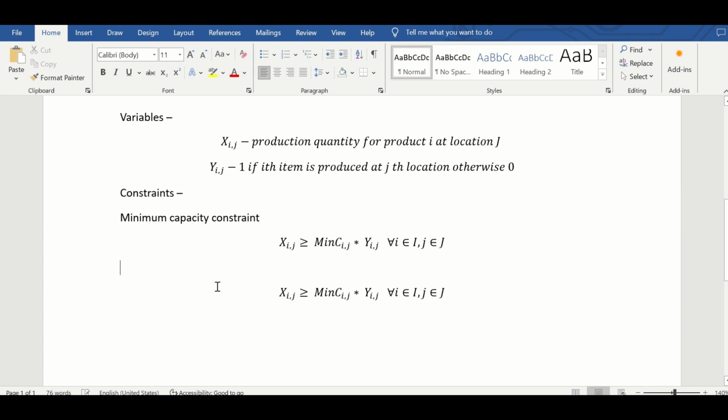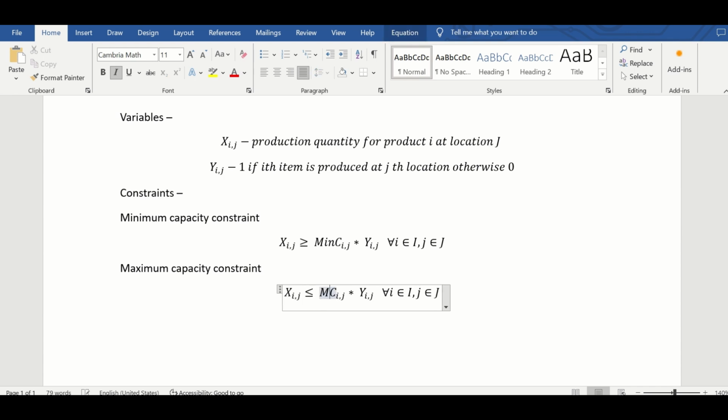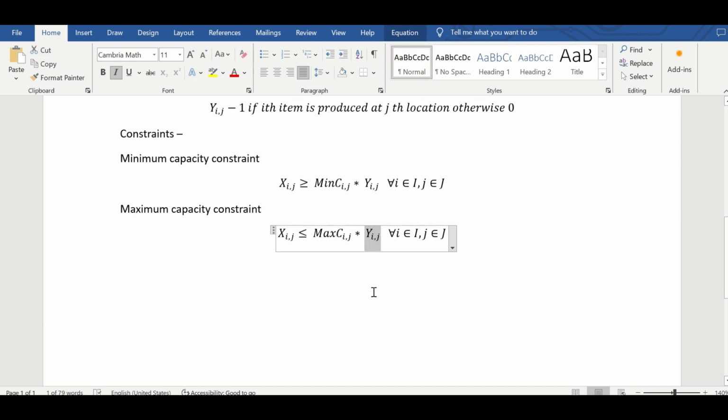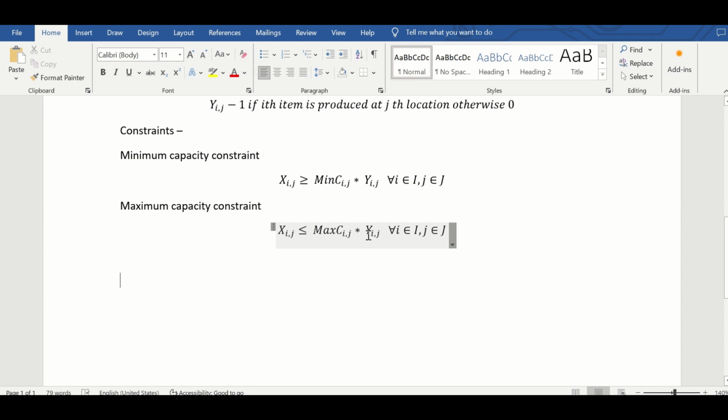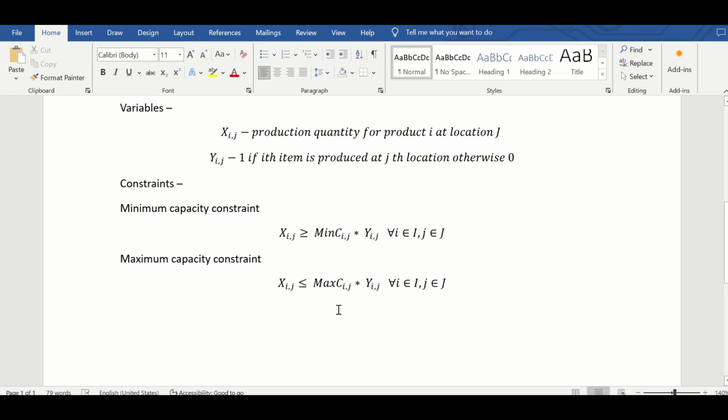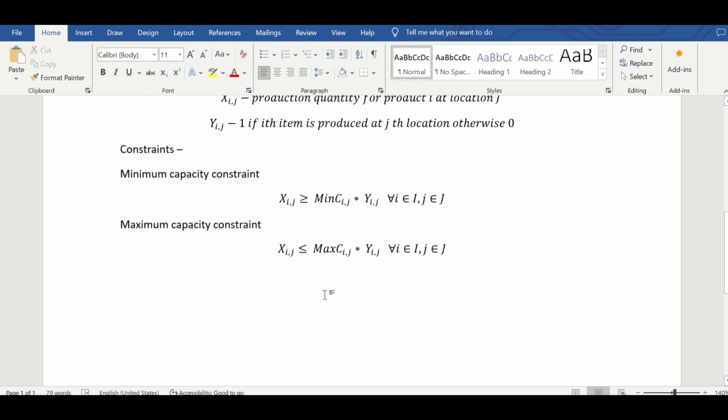The next constraint for us is the maximum capacity constraint. The maximum capacity constraint is, the recommended production quantity should be less than or equal to the maximum capacity. So the recommended production quantity variable is x. The maximum capacity parameter is max C for each product at a manufacturing location, and we'll multiply this with the y variable. We will apply this constraint only if the item is produced at that manufacturing location, otherwise no. So this becomes the maximum capacity constraint.